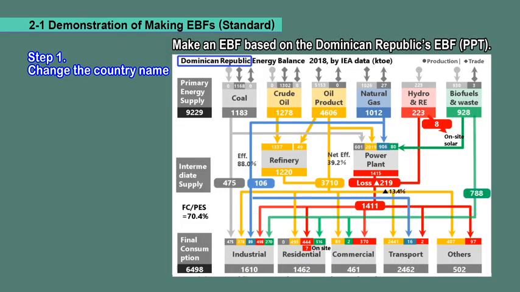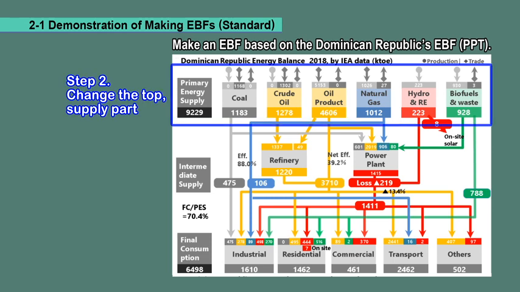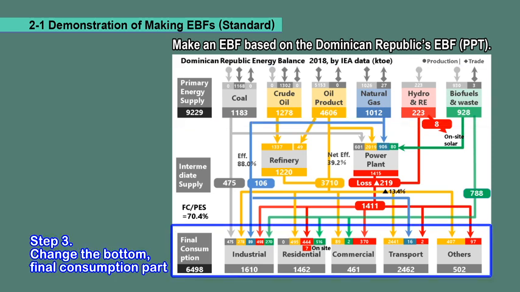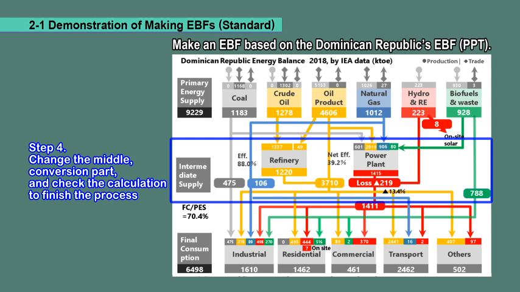Start by changing the name from the Dominican Republic to Vietnam. Next, enter the supply part at the top. Next, enter the final consumption part at the bottom. Next, enter the conversion part in the middle, and check the calculation to finish the process.